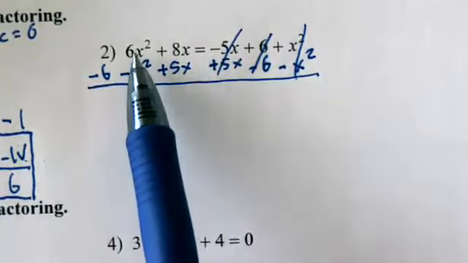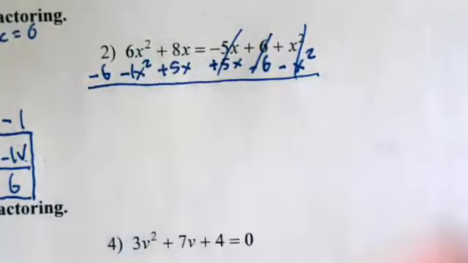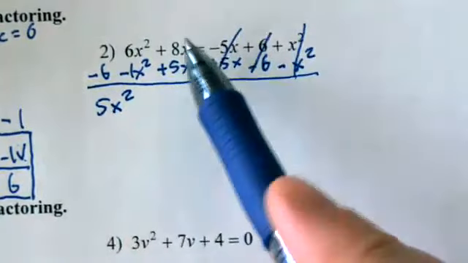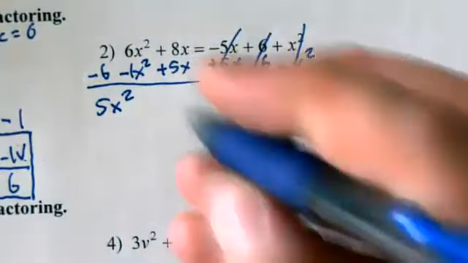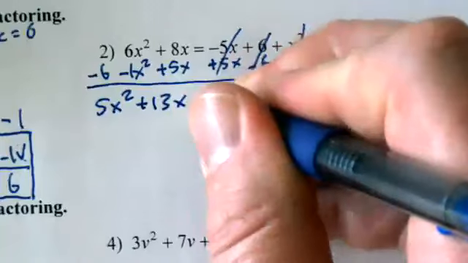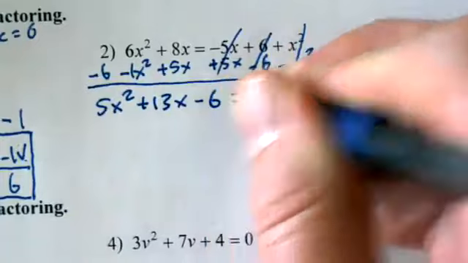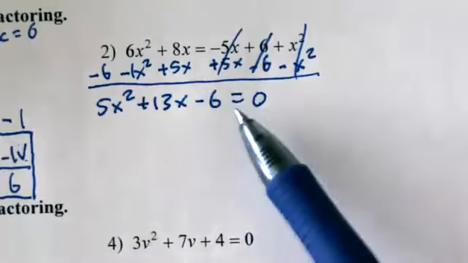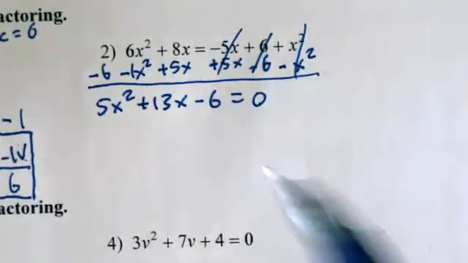So let's deal with the x squared. 6x squared minus 1x squared is 5x squared. 8x and 5x gives us 13x. And my minus 6, I'm going to put in at the end, equal to nothing left over here, which is 0. That's great. That's what we wanted. So we had to do an extra step in this one because we did not have it equal to 0 at the beginning. We had to do a little work to get a 0 on one side.